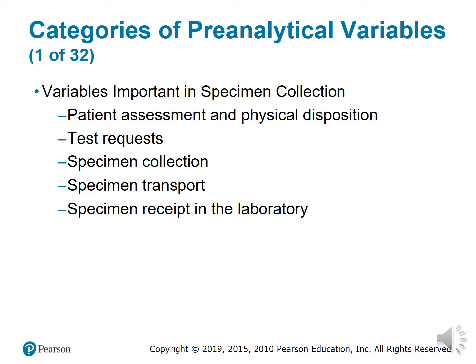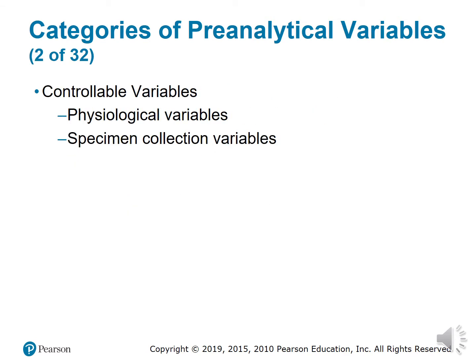Some variables that are important in specimen collection: always be aware of patient assessment and physical disposition of the patient, the tests that are being requested, specimen collection, specimen transport, specimen receipt in the lab. Some variables can be controlled by the patient, including physiological variables and those directly related to specimen collection. Those are some controllable factors.